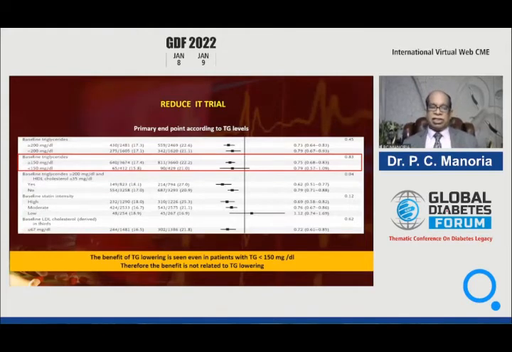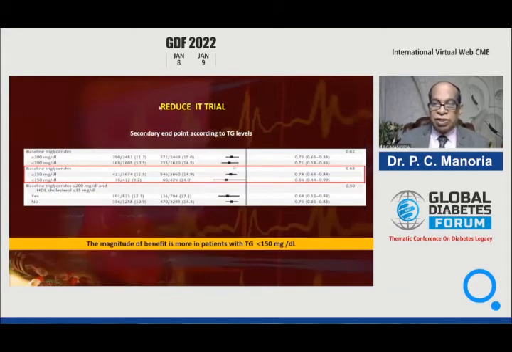And when the trial was released, there was a lot of enthusiasm amongst the triglyceride group. But when the data was analyzed by triglyceride less than 150 or more than 150, the benefit is nearly the same in the primary endpoint. And when the secondary endpoint was analyzed, the benefit, as you can see, is more in the less than 150 triglyceride arm, clearly indicating that the benefits of icosapent ethyl are not mediated by triglyceride reduction. Although triglyceride was significantly reduced, the benefits are entirely different.